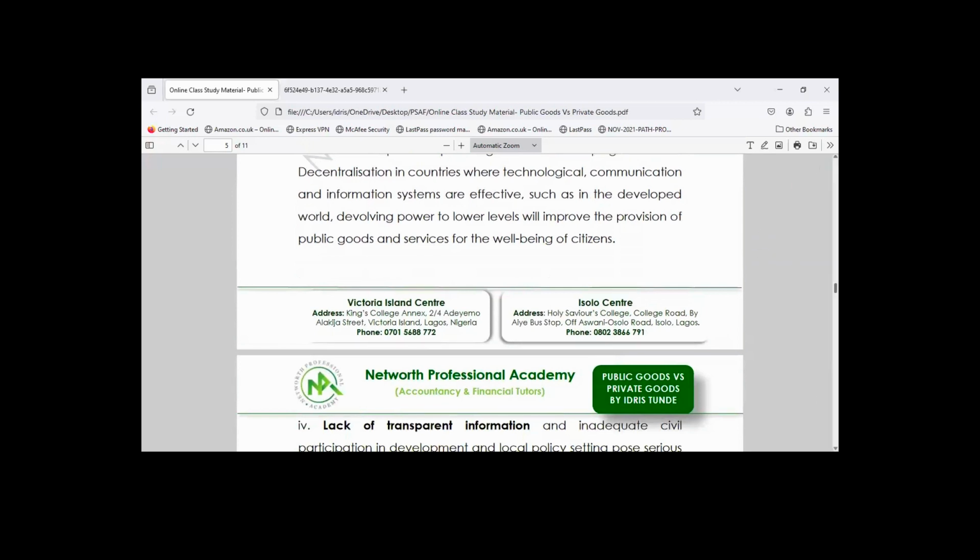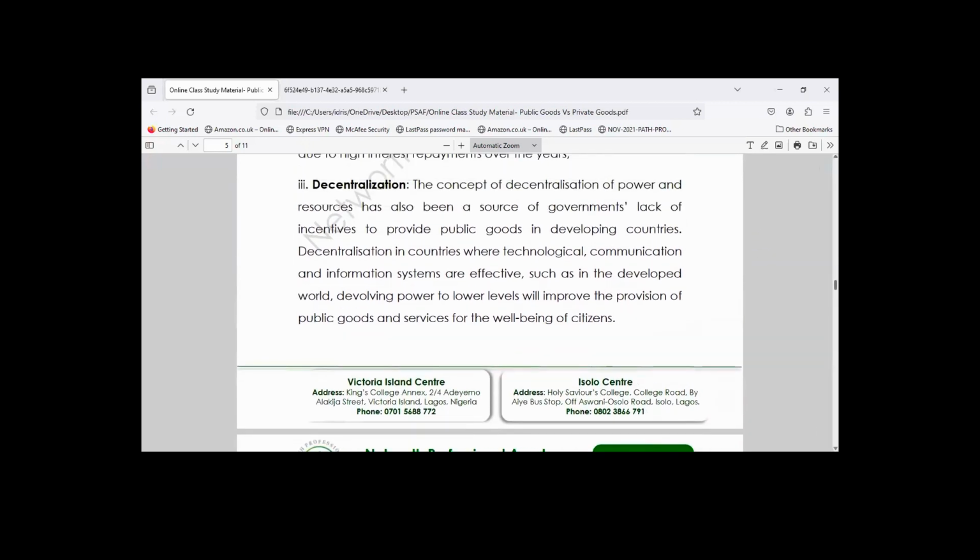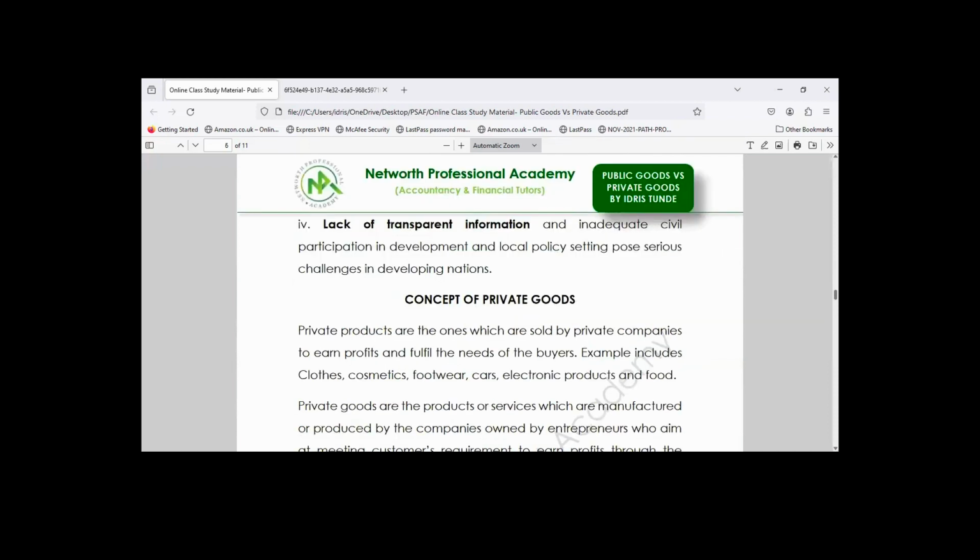Another is decentralization, which is another problem faced while providing public goods. Another one, lack of transparency of information. When government provides public goods, information about that public good is not transparent. They would like to hide it so that people will not know how much they spend.